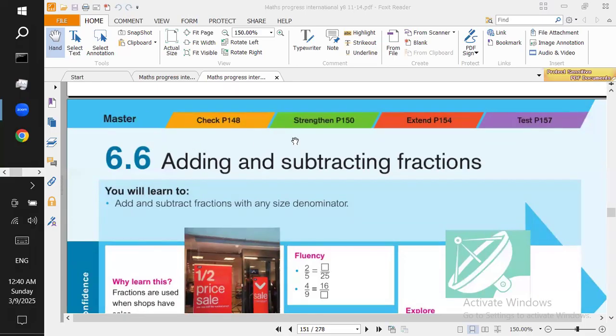This one, adding and subtracting, I'm going to make it in the other video. We're going to take a 10 minutes break and then we will come back, okay?